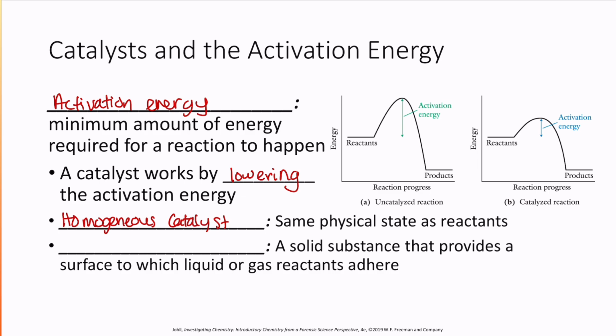A heterogeneous catalyst is going to be a catalyst that is not going to be in the same physical state as the reactants. And generally, it's going to be a solid substance, and it's going to provide a platform or a surface for the reactants to adhere when they go through the reaction. So it gives them kind of a platform for the reaction.